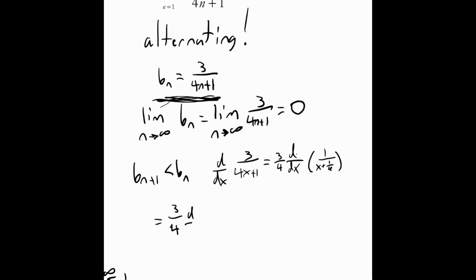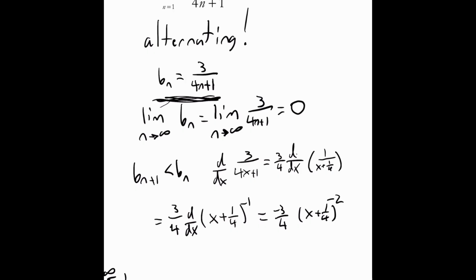3/4 times the derivative of x plus 1/4 to the negative first. Bring the power down, subtract 1 from the power. So -3/4 times x plus 1/4 to the negative second. And technically that's a chain rule, but what's the derivative of the inside? Just 1. So we're happy with that.